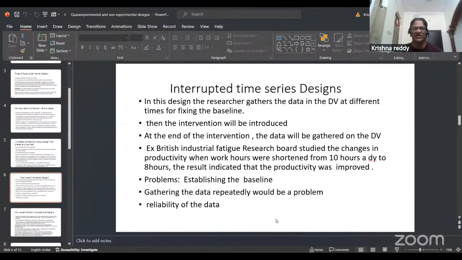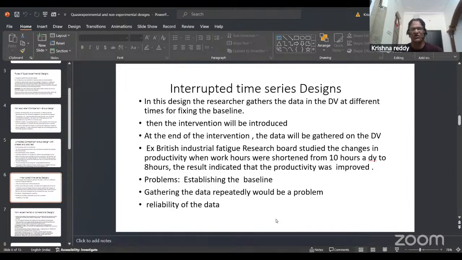Next one is interrupted time series designs. We are studying all these designs under quasi-experimental designs because there is no randomization here. Intact groups are considered, and the non-related groups are also compared.